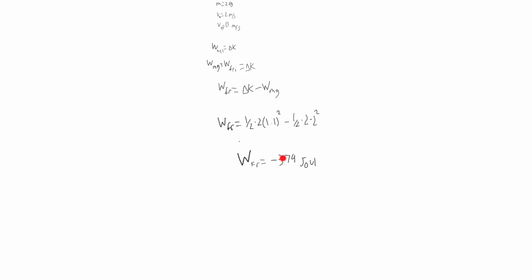And it makes sense that it's negative because the friction force always goes the opposite way of the displacement.